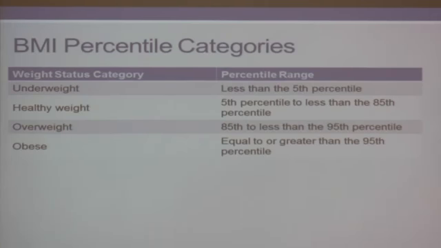Kids are given a big range to be called healthy. That just accommodates for individual differences, genetics, and that type of thing. And then kids that are over the 85th percentile are classified as overweight or obese.